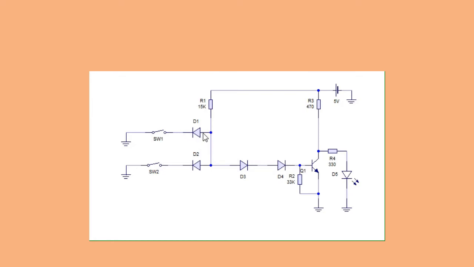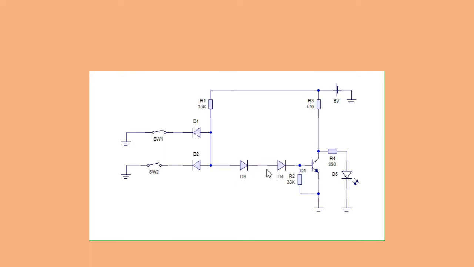For diode D1, the right side is called the P side and the left side is called the N side. For diode D2, the right side is the P side and the left side is the N side. The P sides are connected by a wire, and from this junction point R1 is connected, and the other terminal of R1 is connected with the positive 5 volt power supply. R3 is connected between the collector terminal and the positive voltage of the 5 volt power supply.